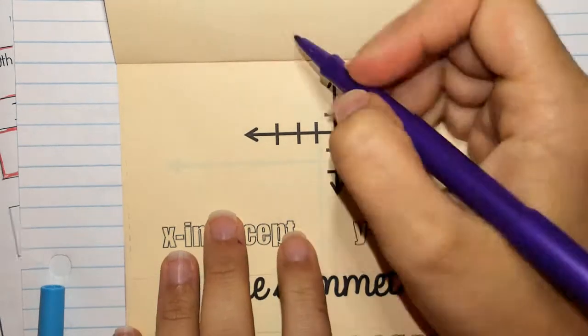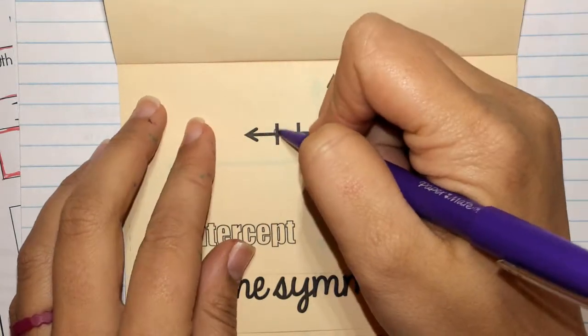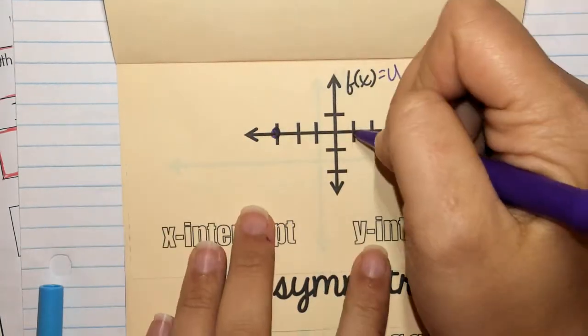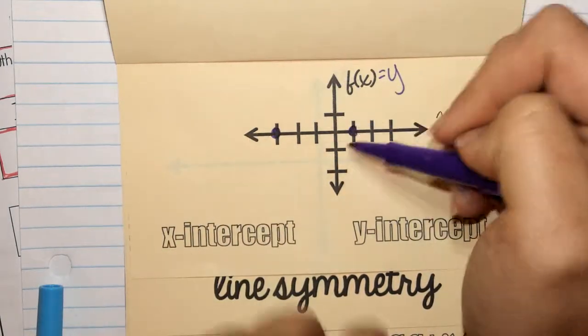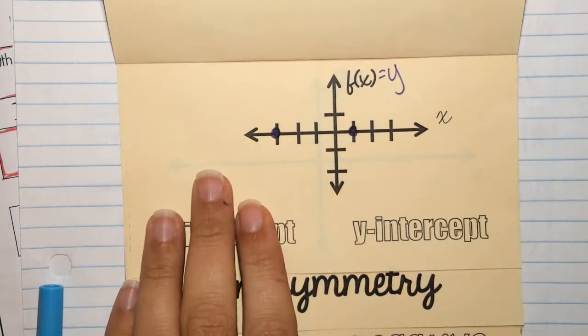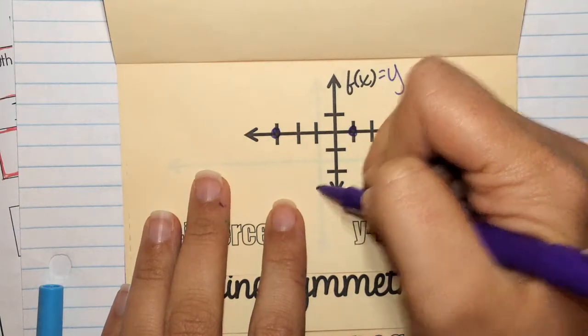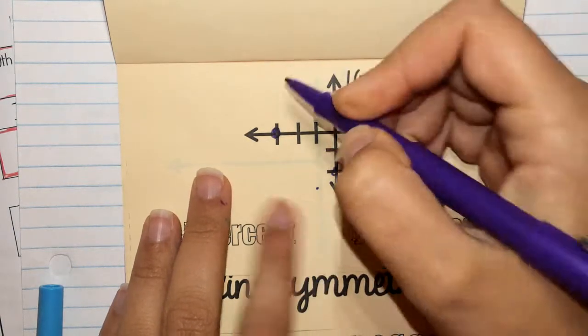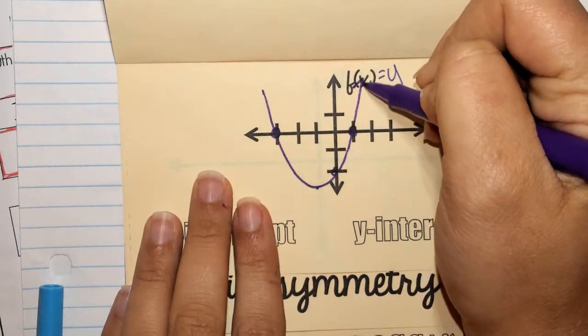Alright, so put a dot here on 3, -1. Put another dot here on -3, 0. And another dot here on 1, 0. And I need you to just stop because you're stressing me. So this is what my graph is going to look like.